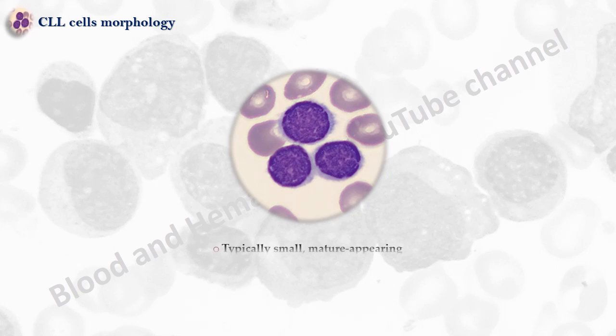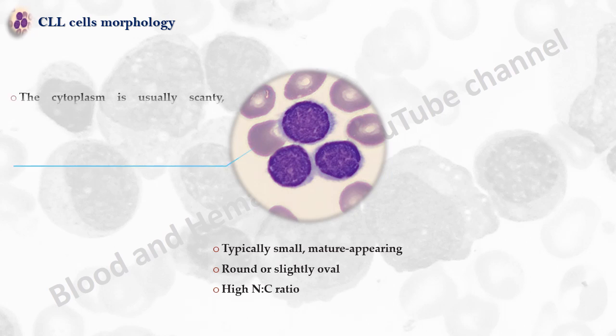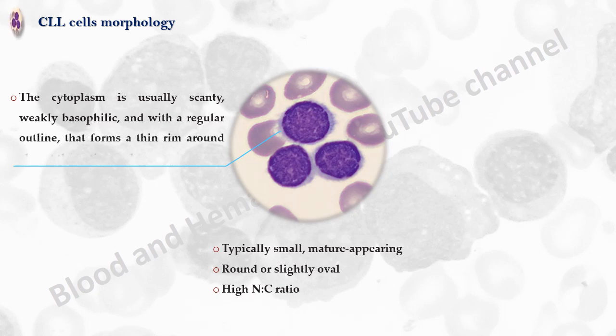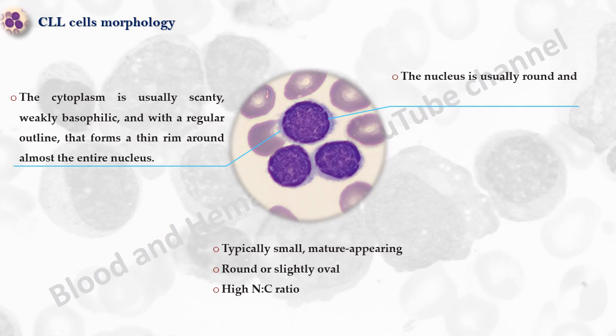The circulating leukemic cells are typically small, mature-appearing, round or slightly oval, with a high nucleocytoplasmic ratio. The cytoplasm is usually scanty, weakly basophilic, and with a regular outline that forms a thin rim around almost the entire nucleus. The nucleus is usually round and eccentric with a regular outline.